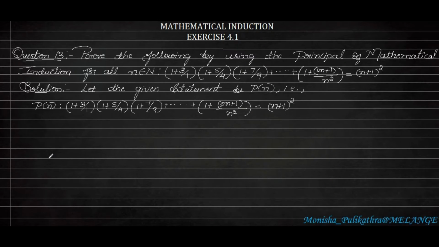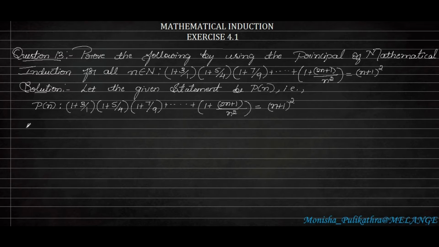Let us move on to the 13th question. Prove the following by using the principle of mathematical induction. The question is 1 plus 3 by 1, 1 plus 5 by 4, 1 plus 7 by 9, up to 1 plus (2n plus 1) divided by n square, is equal to (n plus 1) whole square. The first step in solving this problem is to equate the whole series and the equation to p of n. So let the given statement be p of n.